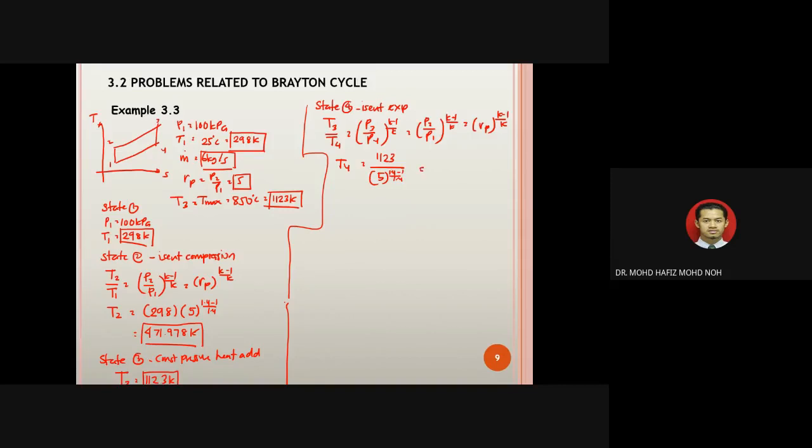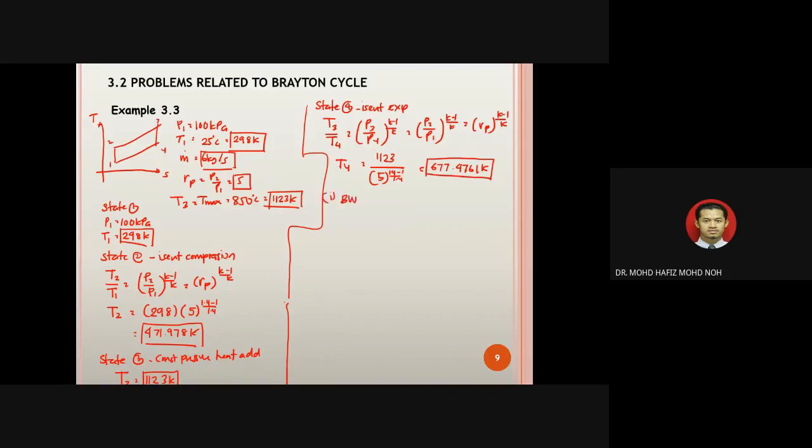So eventually you get the value of T4, not 762, sorry. T4 actually you will get 677.4761 Kelvin. Okay, clear. And now you go for the first question.